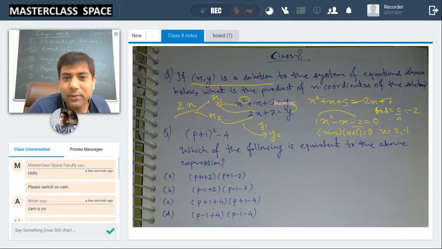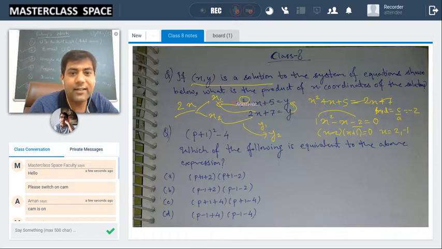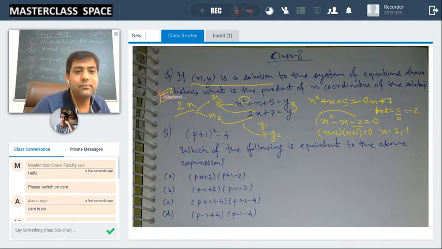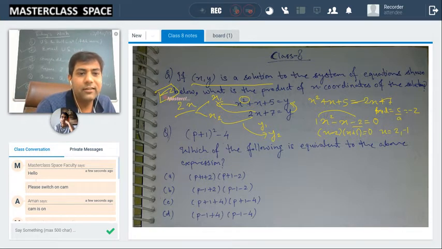X squared plus x plus 5 equals 2x plus 7. If you take 2x to this side, then it's going to be x squared minus x minus 2. That much is enough. And the direct answer is minus 2. Got it? Yeah. This is how you do it.